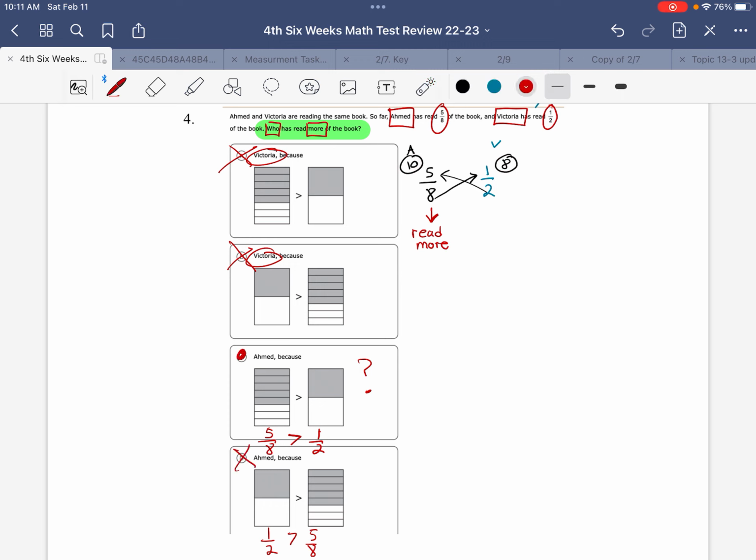Okay. If it helps you too, once you figure out who read more, you can put your sign already here. The alligator eats the bigger fraction. That way, when you look at your answers, you can say, okay, my symbol has to look like this.